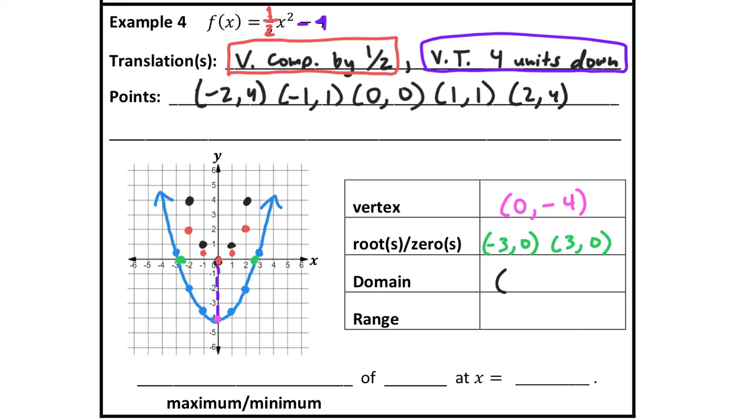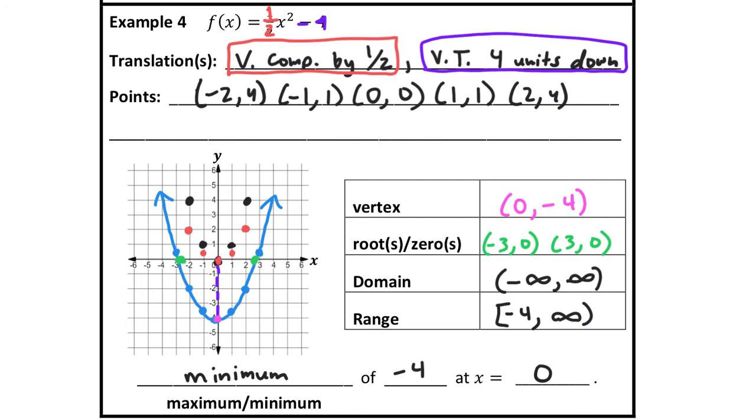Domain does not change for quadratics. It's going to stay -infinity to positive infinity. The range is going to go as low as -4. So bracket -4 to a height of positive infinity. So here we have a minimum of -4 happening at an x value of 0. At x equals 0, the graph goes as low as -4.